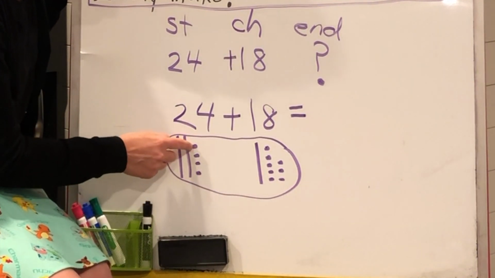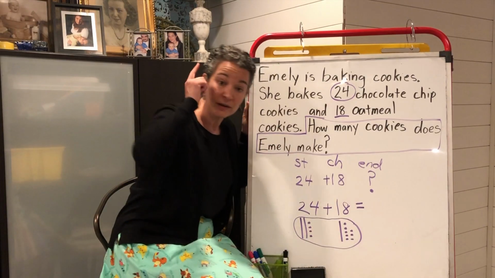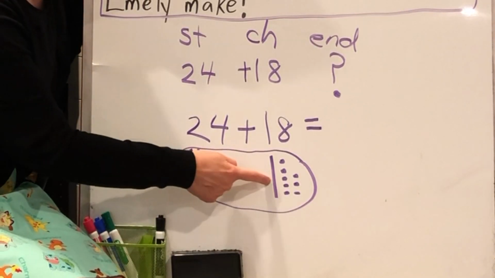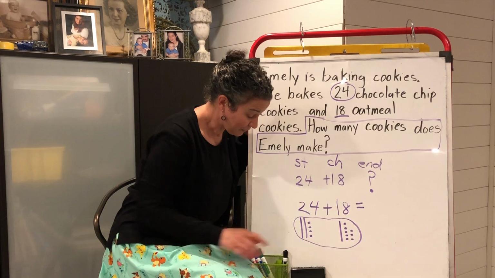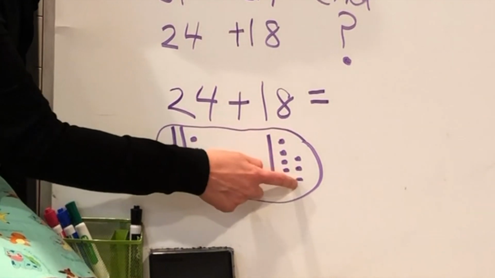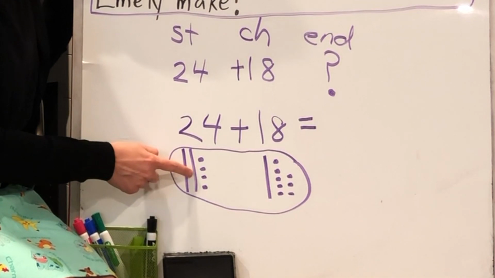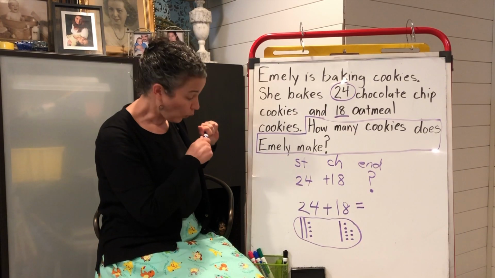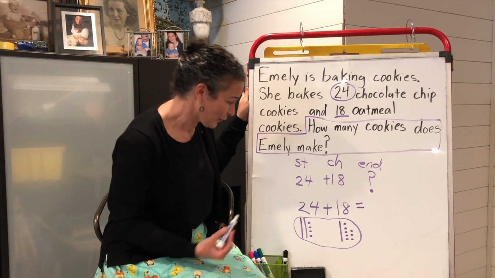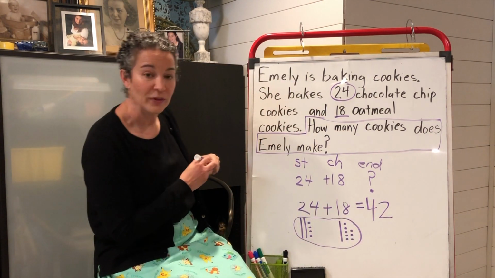1, 2, 3, 4, 5, 6, 7, 8, 9, 10, 11, 12. Now we've got a whole 12 in our brain, my friends. Let's count it again. Here we go. Hold 12 in your brain. Now we got to count on by tens. 22, 32, 42. So my friends, what is the sum of 24 plus 18? Yes, you are so smart, my friends. We have 42 as our sum of 24 plus 18.